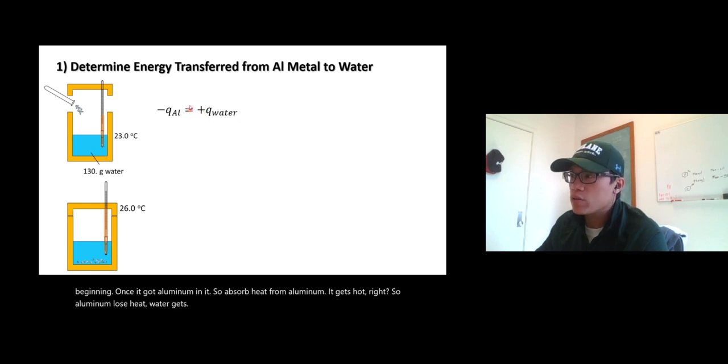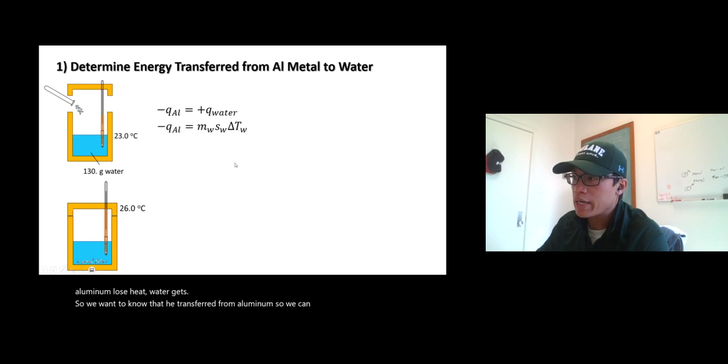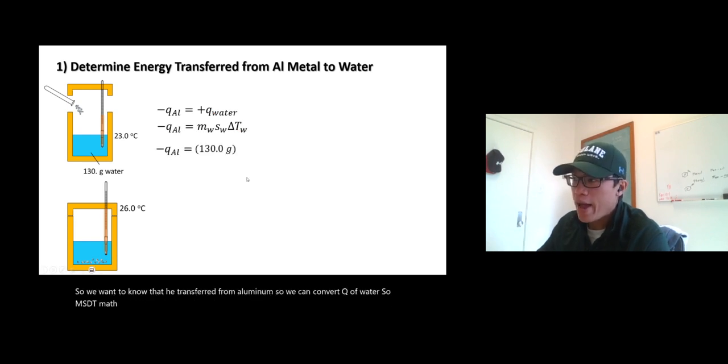Okay, all right, so we want to know the heat transfer from aluminum, so we can convert to Q of water, so m s delta T. Mass of water is 130 grams.